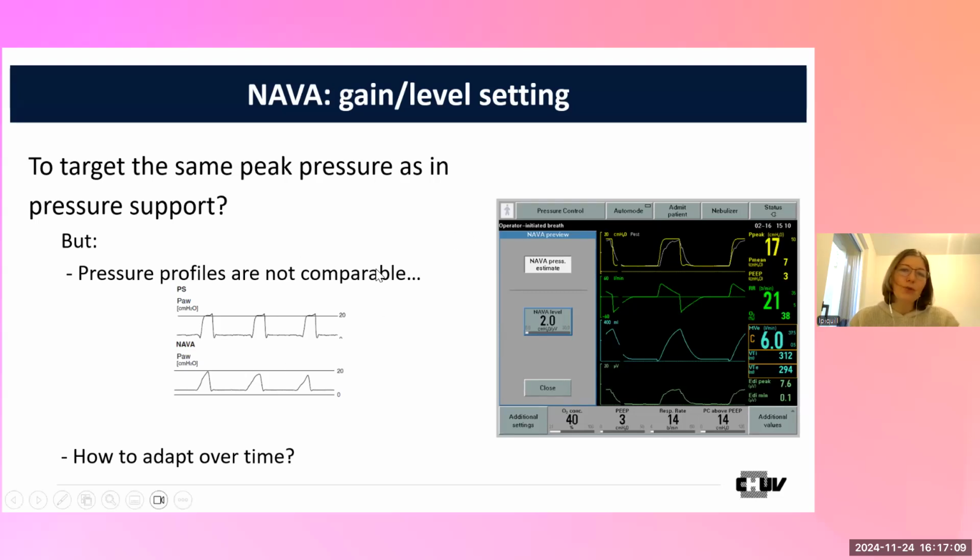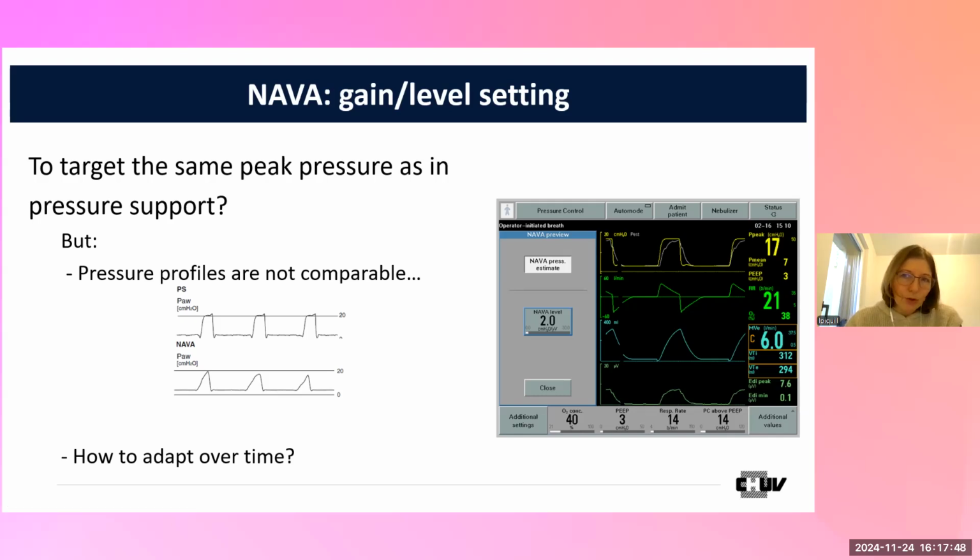We could imagine to set the gain in order to target the same peak pressure as we do in pressure support. This can be easily done with the ventilator because there is a preview system, and you can see here that you can select or change the NAVA level and see what you are going to obtain in NAVA when you are going to switch the ventilator to NAVA. Basically, this just takes the electrical activity of the diaphragm, multiplies by the gain, and predicts what is going to be delivered here in white. This is easy to do.